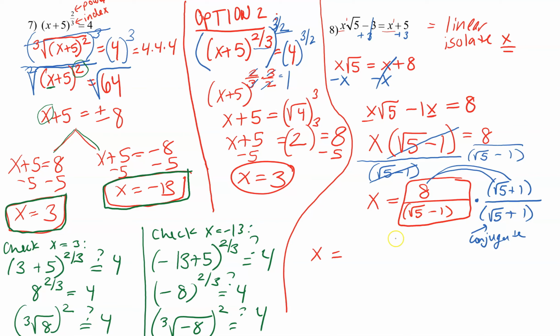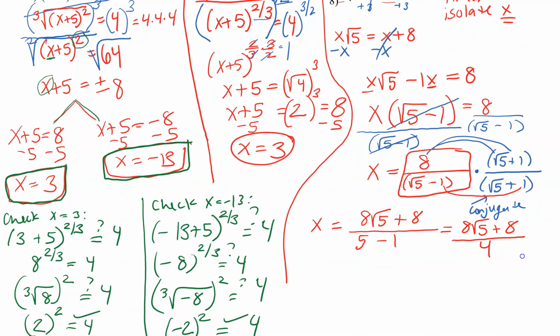So then in the numerator, I get 8 times the square root of 5 plus 8. And then all over the square root of 5 times the square root of 5, which is 5. And then plus the square root of 5 minus the square root of 5, which will cancel the radicals. And then lastly, negative 1 times 1, which is negative 1. So then that ends up equaling 8 rad 5 plus 8 all over 4.